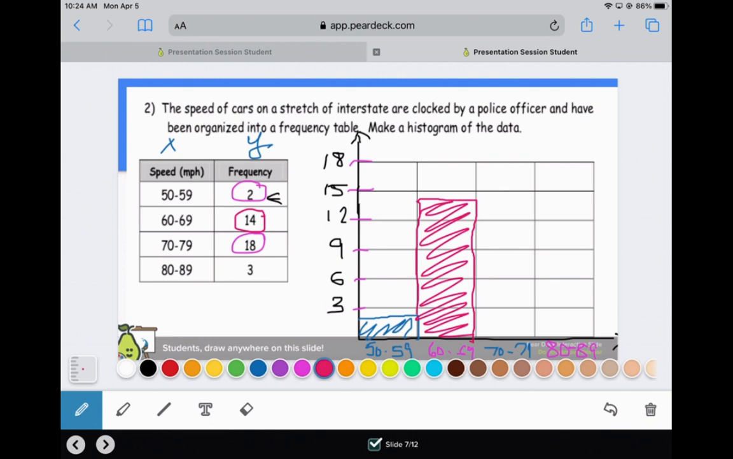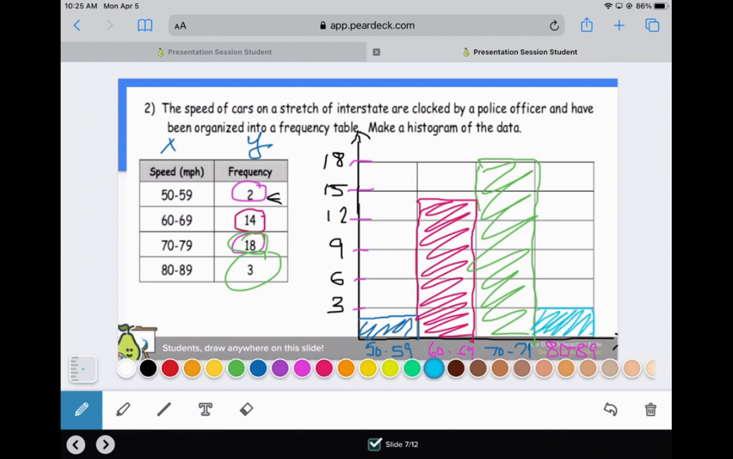A lot of you do it, but you make it so skinny and then you give some space in between, and I have to take out points for that. So make sure you fix that. 18 is the highest one, which is right here. So that's my next column. And then 3, which is right here.